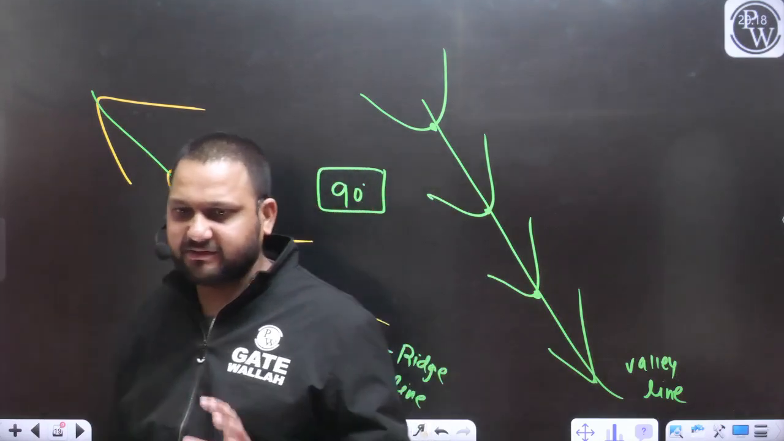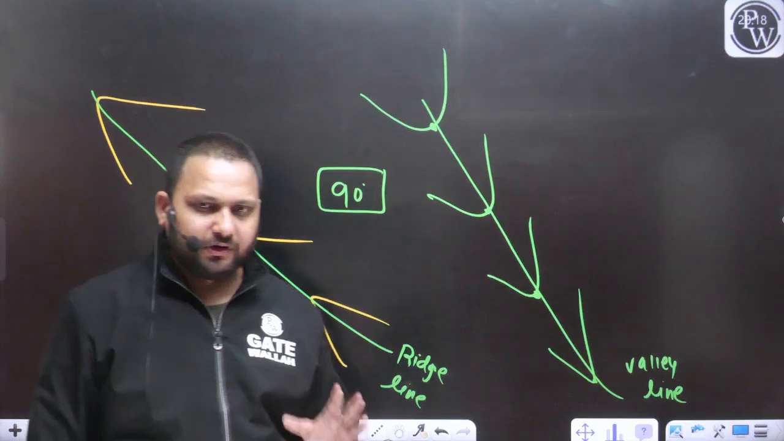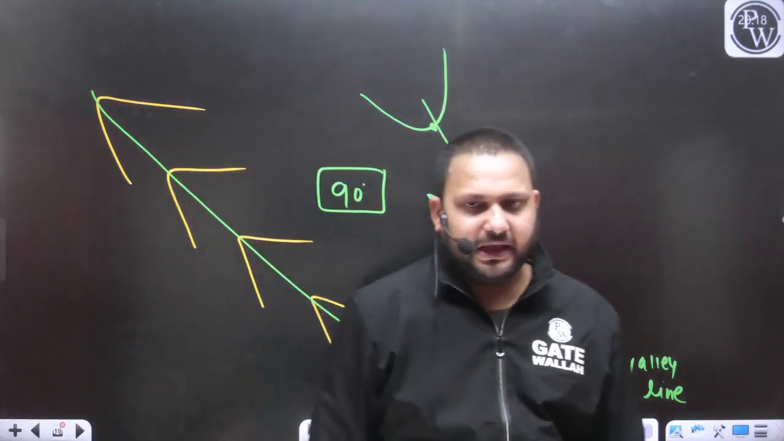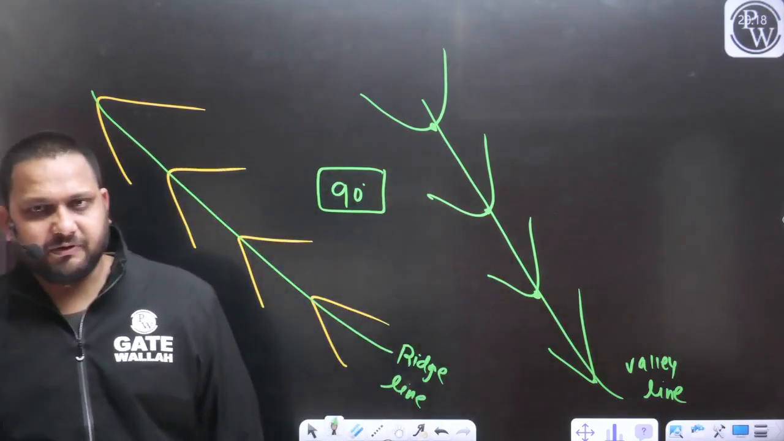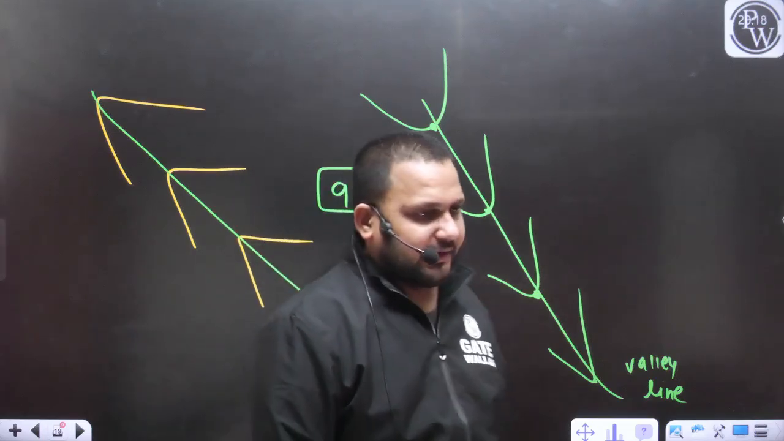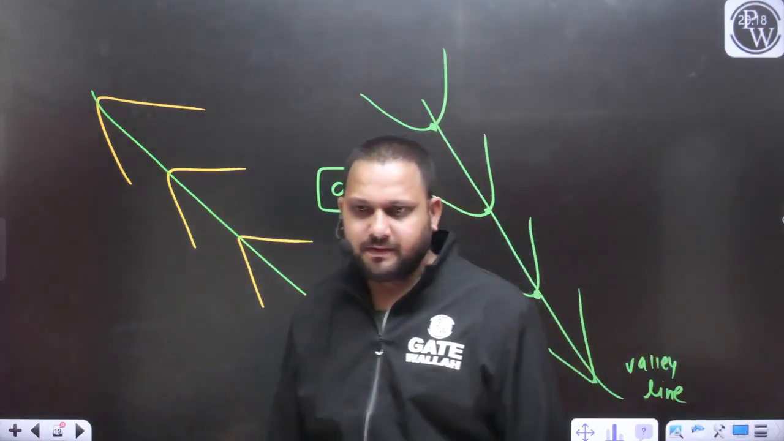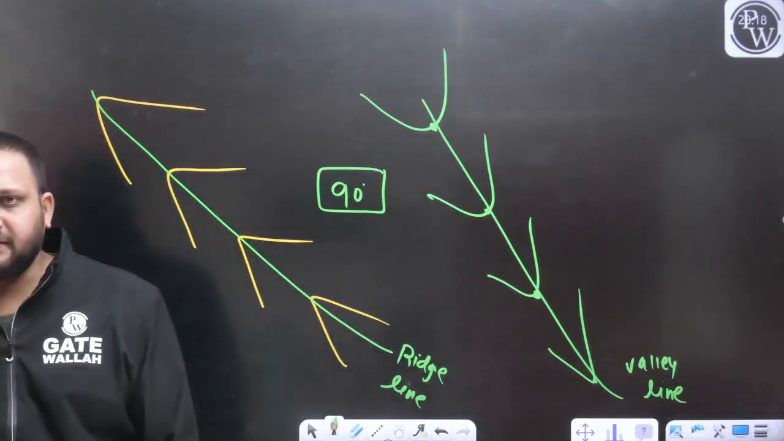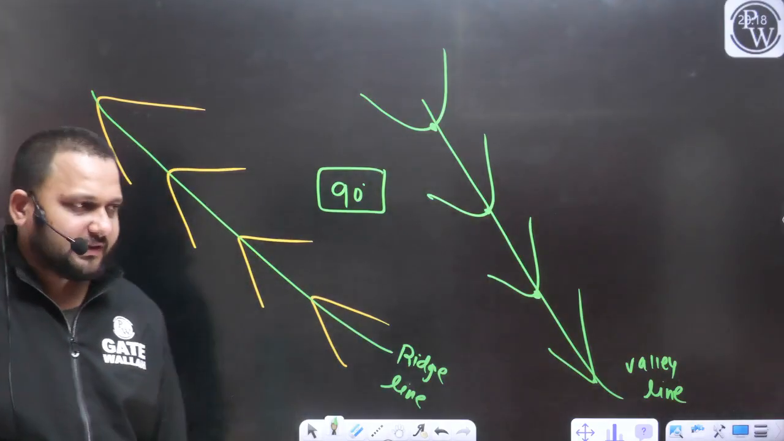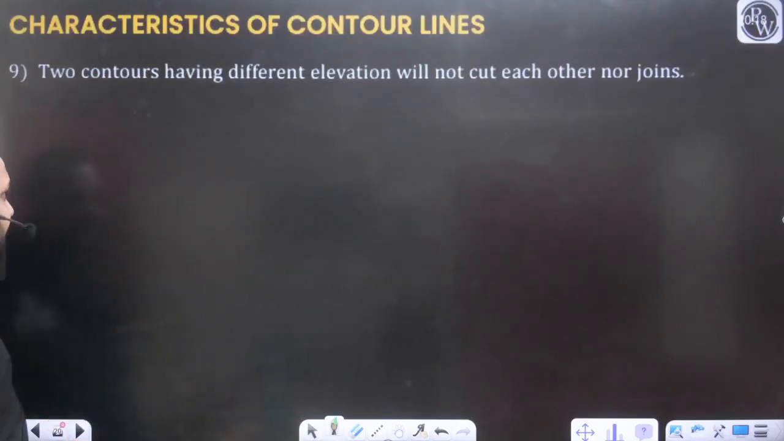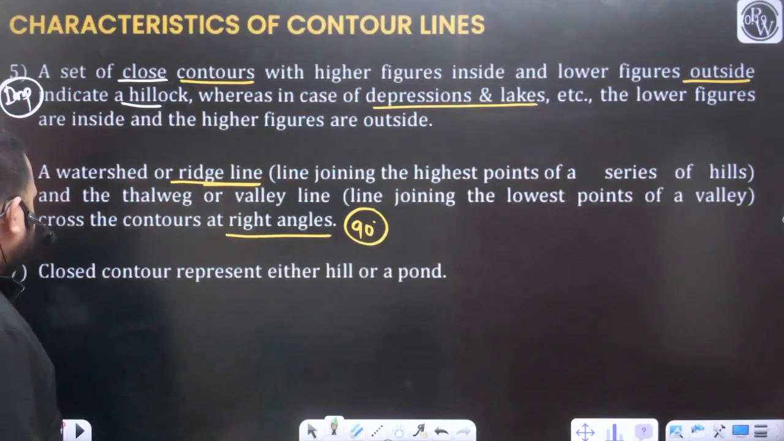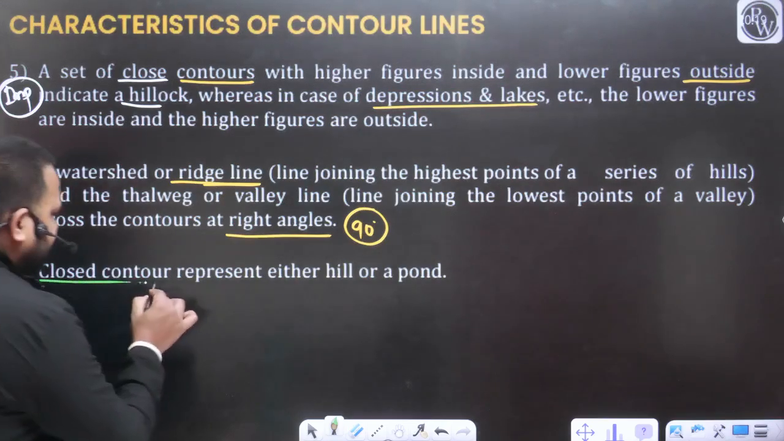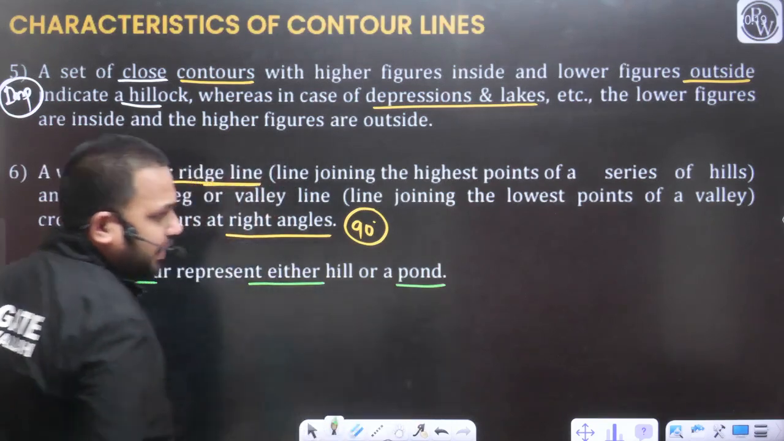So here I have explained what is ridge line and what is valley line, and what will be the angle of intersection between the ridge line and the contour and between the valley line and the contour, and that angle is going to be 90 degrees. So this is the characteristic. In this way we have completed some basic characteristics of the contour that we have already discussed. Closed contour represents either a hill or a pond.